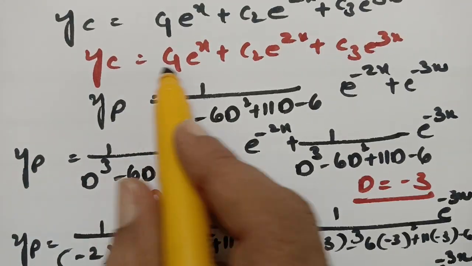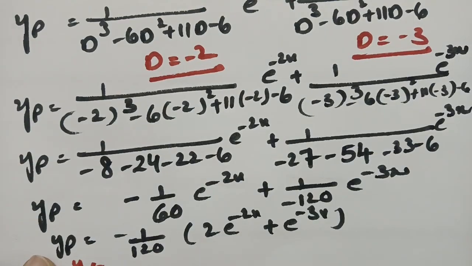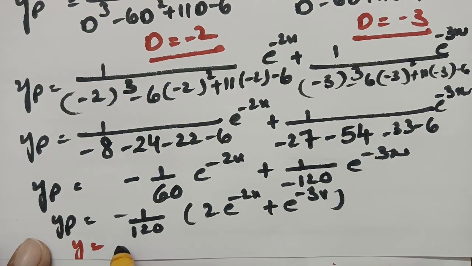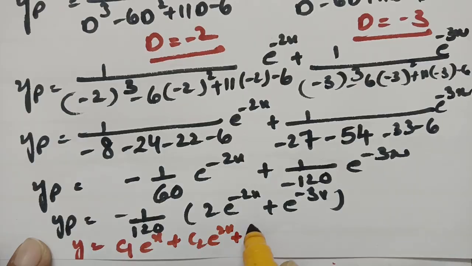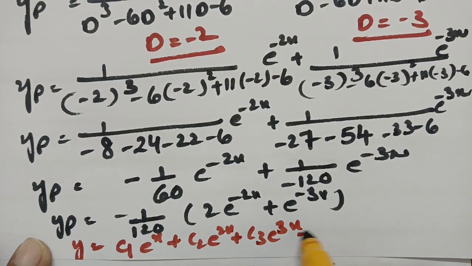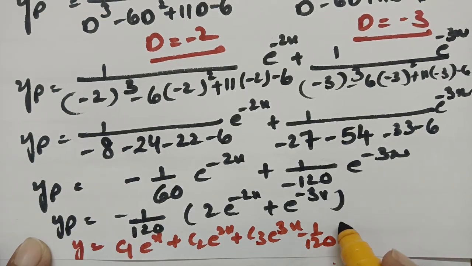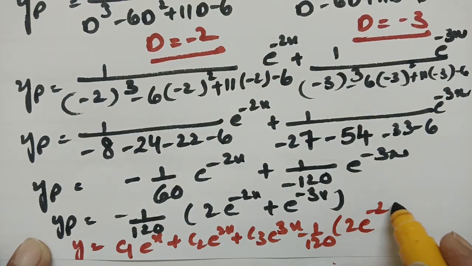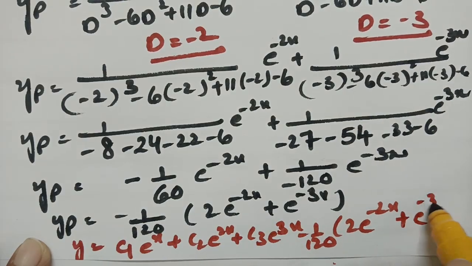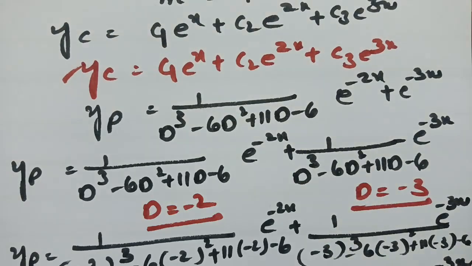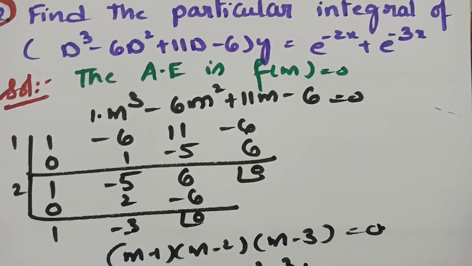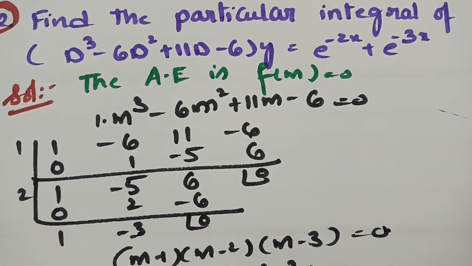What is our yc here? This is yc, that is 1, 2, 3 are the factors, and therefore this is c1 e power x plus c2 e power 2x plus c3 e power 3x, minus 120 into 2 into e power 2x plus e power minus 3x, as this is yp. So this value is yc. If you add, we'll be getting the solution for equation 2.